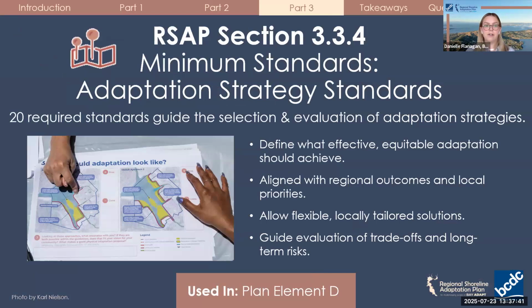The final minimum standard is the adaptation strategy standards. This is a set of 20 standards that define what effective, equitable, and regionally aligned adaptation should look like. They cover a range of topics from flood risk reduction and equity to land use, funding, nature-based solutions. You'll use these in element D when selecting your adaptation strategies.